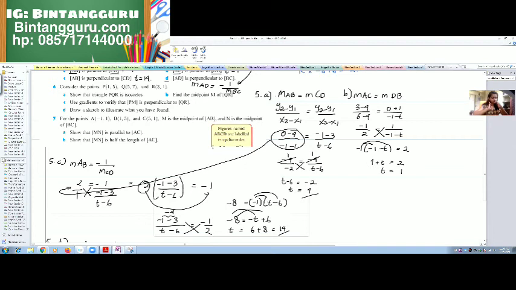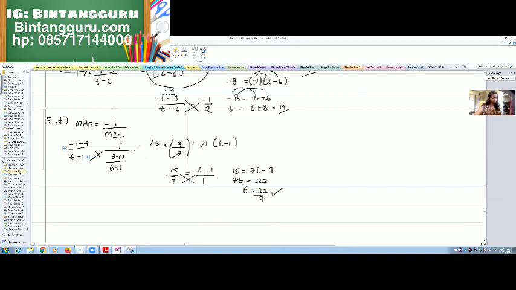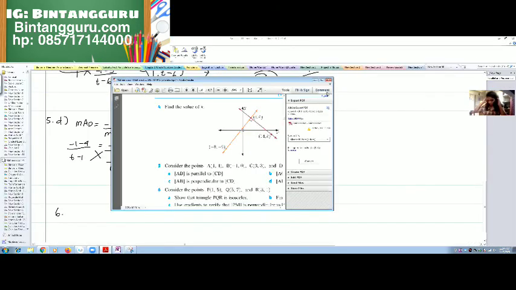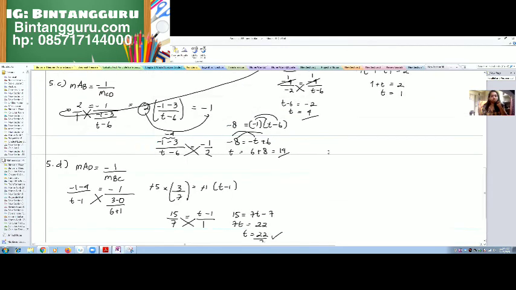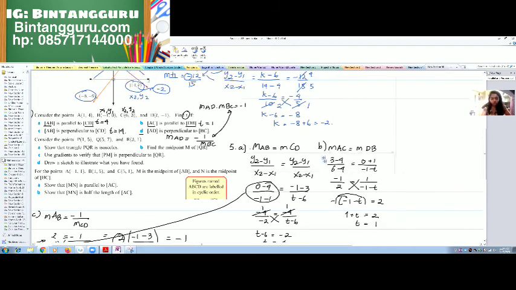So okay, and then we will do number 6. Number 6, consider the points P, Q, R. Okay, and I think we might be wrong for 5B. What is the answer for 5B? It's 4. Did we get 4? 5B is 1. Okay, let's see.